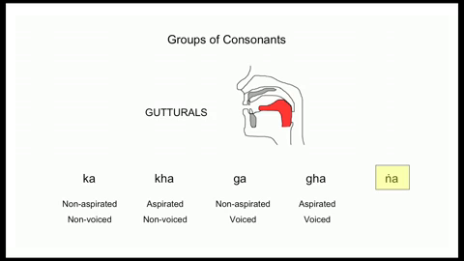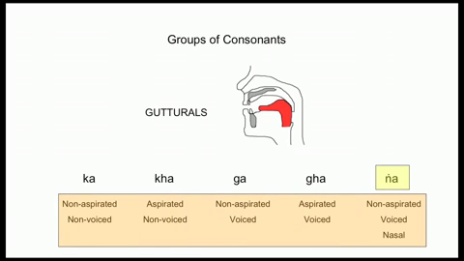The last consonant is pronounced ṅa. Just place your tongue in the same position as the rest of the consonants and then make a nasal sound. As we go through the other consonant groups, you will notice that this pattern for the letters in a group remains the same. So here we have the gutturals: ka, kha, ga, gha, ṅa.